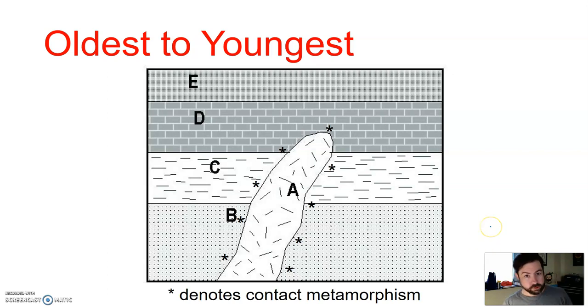Welcome back. Did you figure it out? Let's talk about it. So, here's what we know. Typically oldest layers are at the bottom.